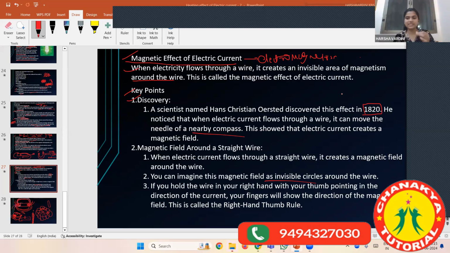So basically this is called as right hand thumb rule. Whenever you take a circuit, just hold it in your right hand. Direction of the thumb will give you the direction of the current. Which direction current is flowing in the wire, right? Yes. It's a very major concept. You have to remember this. So I think we have completed this.